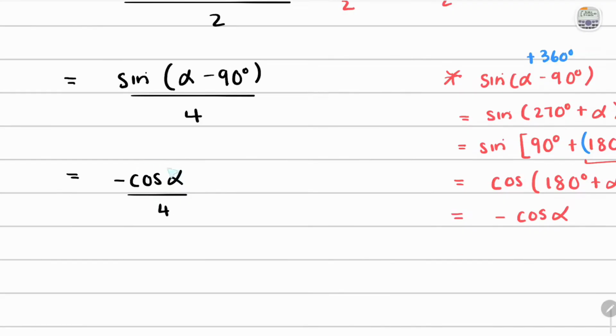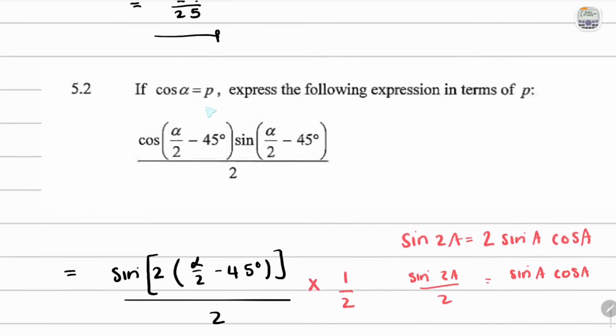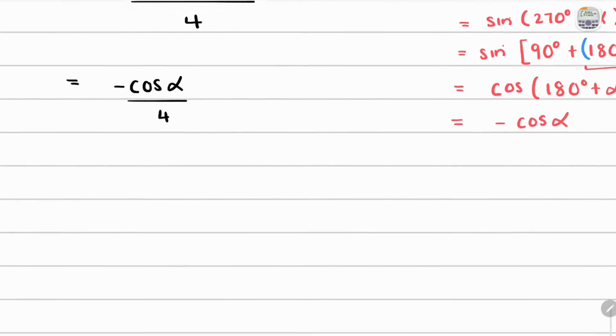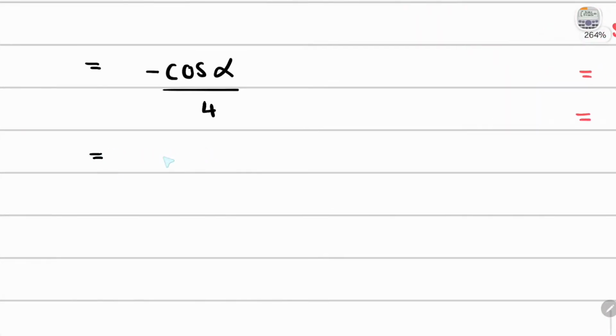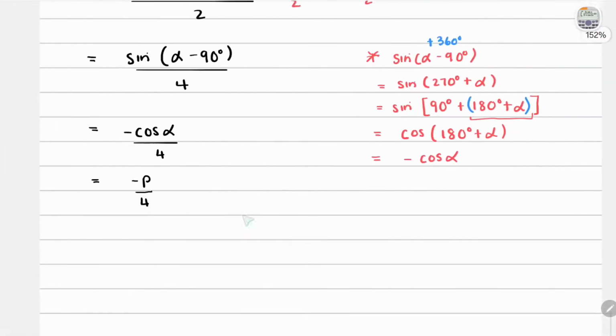And remember, they told us what cos alpha was. It is equal to P. So in place of cos alpha, we'll input P. So this is actually negative P over 4. And that is our answer.